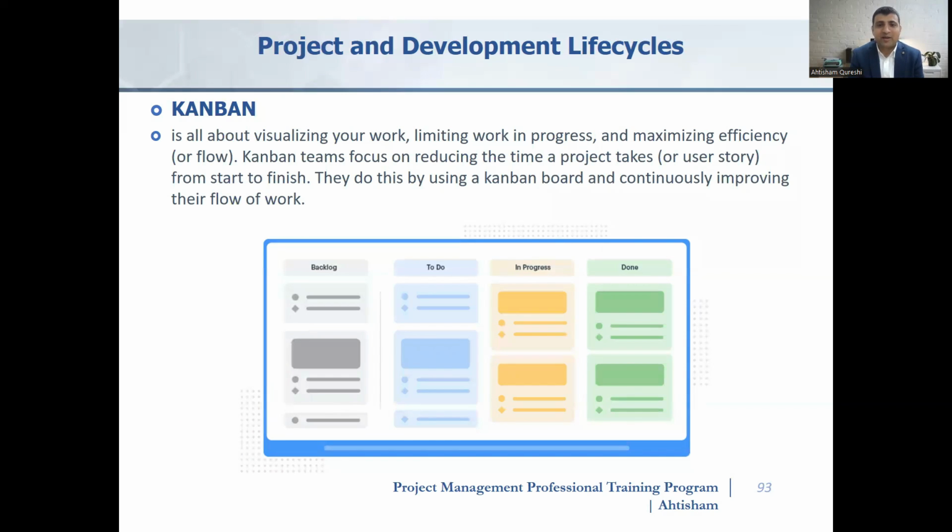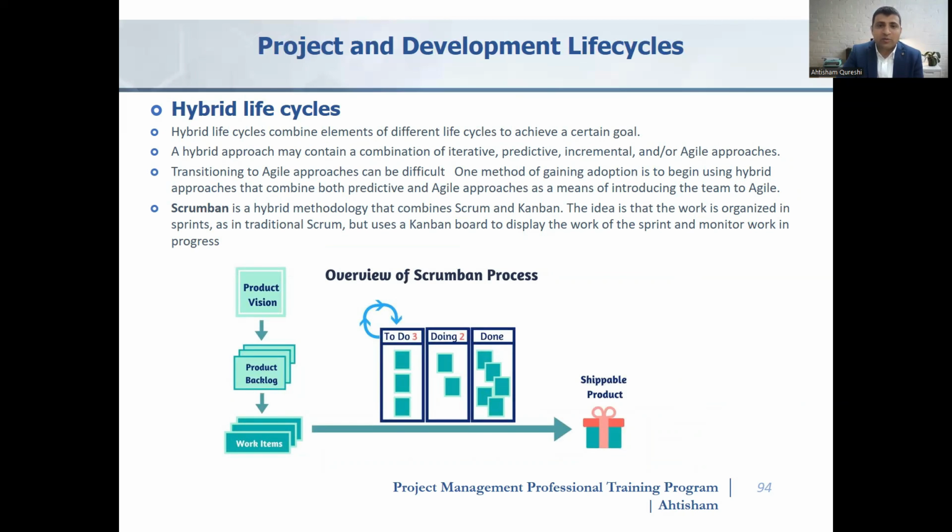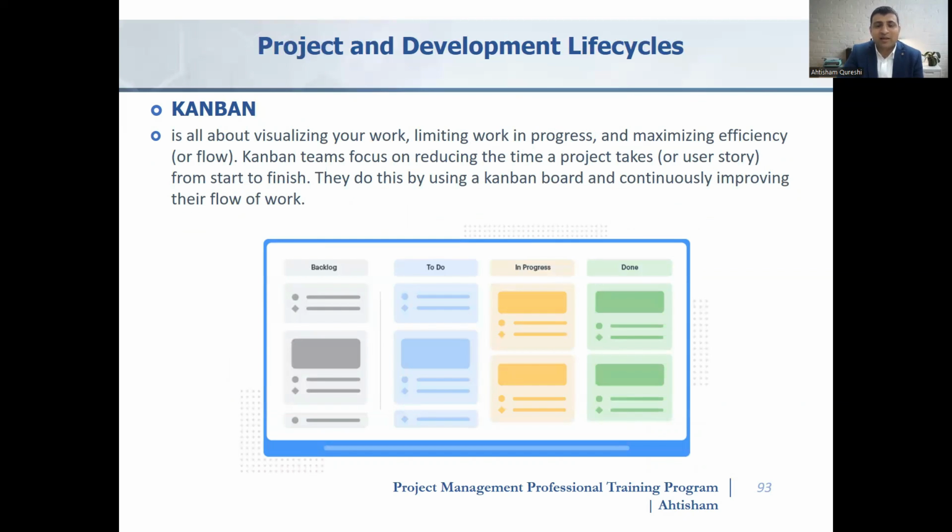And then we have hybrid, and hybrid is both incremental and iterative. Okay, and one of them is Scrumban, and Agile also is hybrid. It's at the same time iterative, at the same time incremental. Okay, and also we have another approach, which is a manufacturing approach. We use it mostly in the manufacturing sector, which is called the Kanban approach.